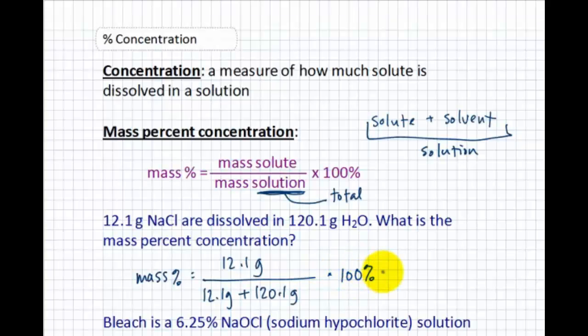times 100%. So I would add those up first, right? It would be 12.1 divided by 132.2. That's the solution. Times 100%. Okay. If you just do that division, you get a number between 0 and 1, right? It's just the fraction out of 1, okay? But to get a percent out of that, out of 100, you just do times 100. So the answer for that one should be 9.15%, if we do it to 3 sig figs.